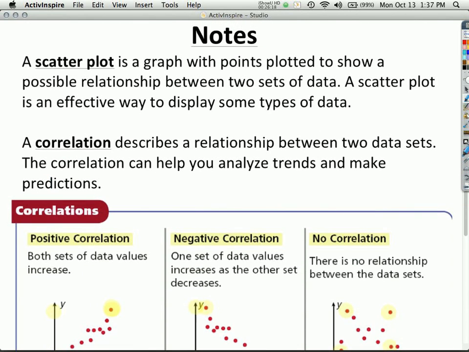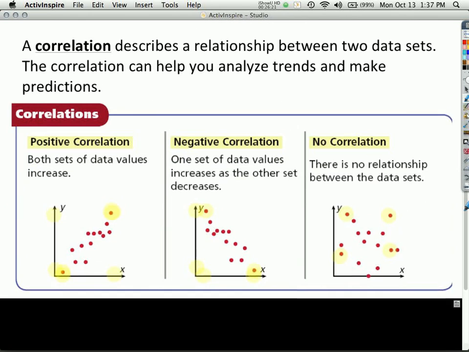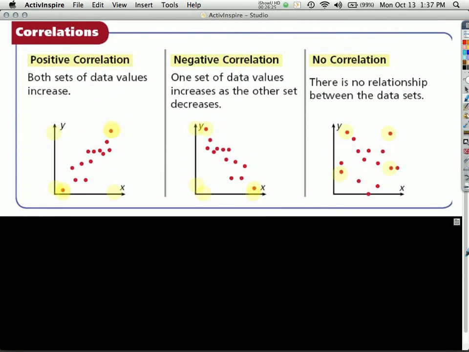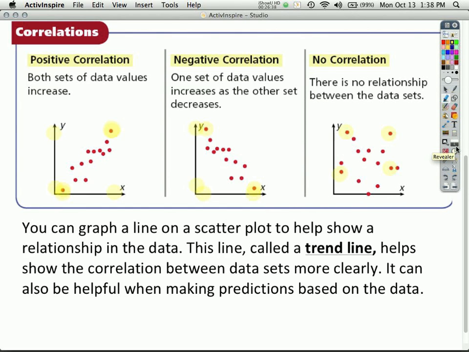So we established the idea of scatter plot. We now know the idea of correlation. The last piece is the idea of a trend line. And the trend line is what allows us to take the correlation and go to the next step, which is make a prediction of what will happen in the future. Here is what a trend line is. A trend line is a line that tries to match the trend of the data. It can help you make predictions.